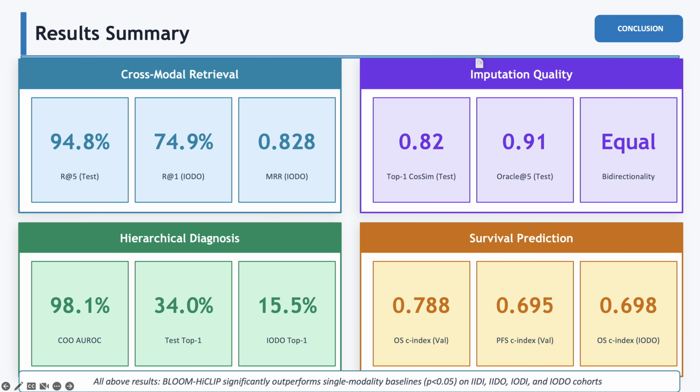Here is a summary in one place: 4 tasks, all strong. 94.8% retrieval recall at 5, cosine similarity 0.824, imputation, 98.1% AUROC for cell of origin classification, and C index of 0.788 for overall survival. And all these are significantly better than a single modality baseline across all 4 evaluation cohorts. The results hold up everywhere that they have tested.